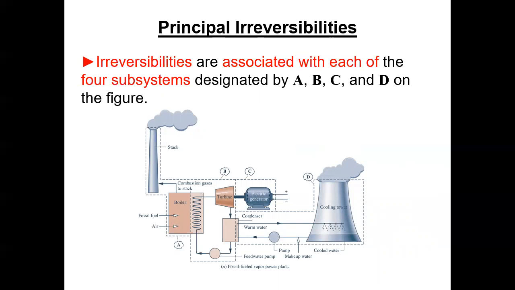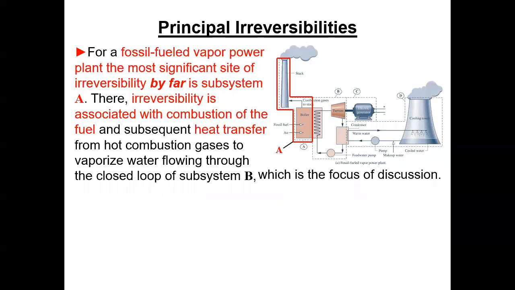somehow or the other. Okay, so for a fossil fueled vapor power plant. And again, when it says vapor, vapor power means that we have boiling and condensing. Gas power means that we don't have phase changes. So that's one of those code words in thermo. When you see vapor, I'm changing phases. If you see gas, no, I'm not changing phases.